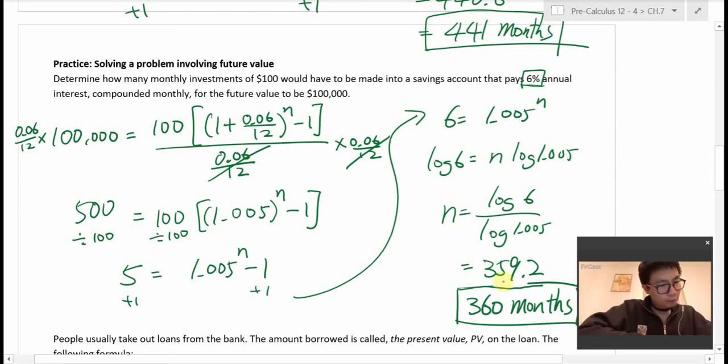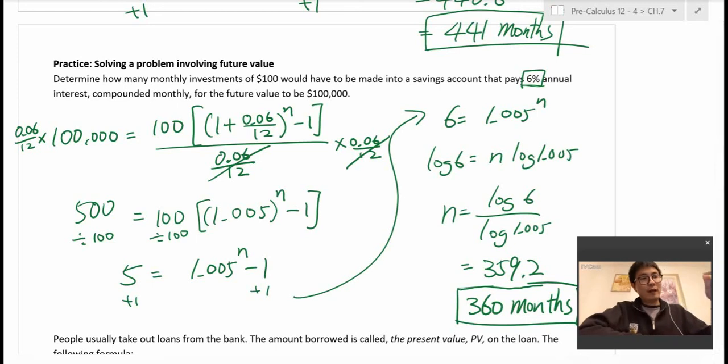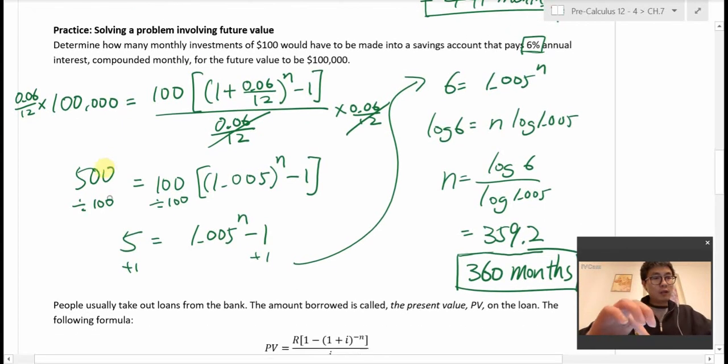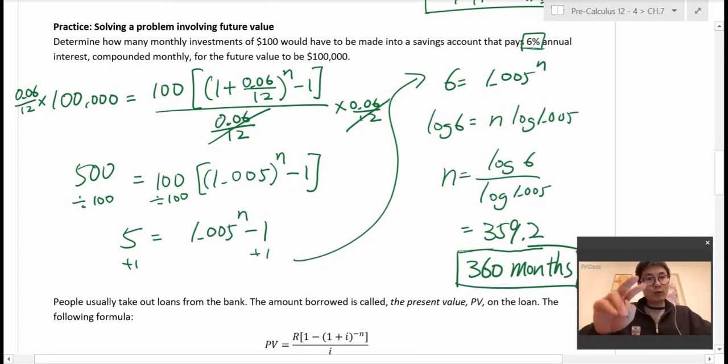Notice though, when you solve it here, it's actually 359.2, but you might argue, then why didn't we round it down to 359? Why should we round up to 360? Because, well, at 359 months, it's not quite enough to be 100,000, right? You need to have that 0.2 of a month, which makes it 360 months. Okay, that's why I round up instead of round down. So it does make a huge difference, even if it's just 2%.